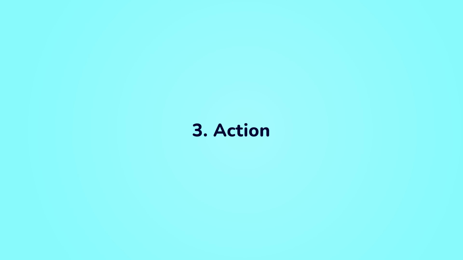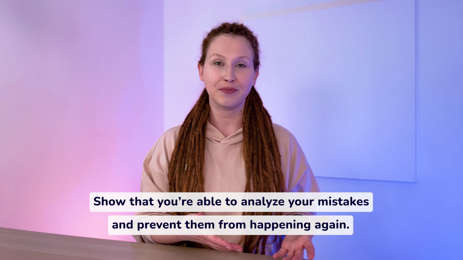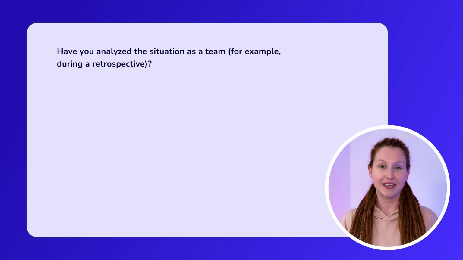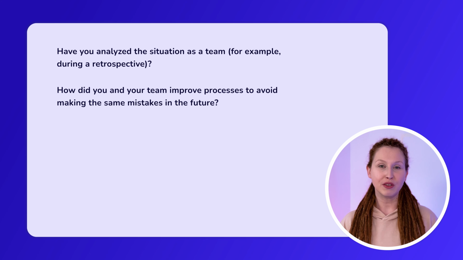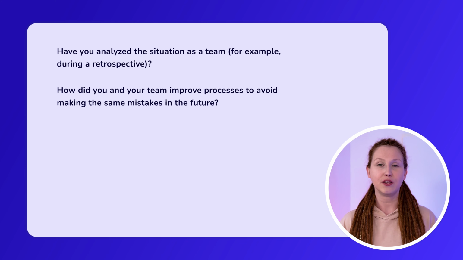Step 3, action. What did you do to prevent you and your team from making the same mistake in the future? As we stated at the beginning, the goal is to show that you're able to analyze your mistakes and prevent them from happening again. Have you analyzed the situation as a team, for example, during the retrospective? How did you and your team improve the processes to avoid making the same mistakes in the future? Mention it if you've documented those changes.